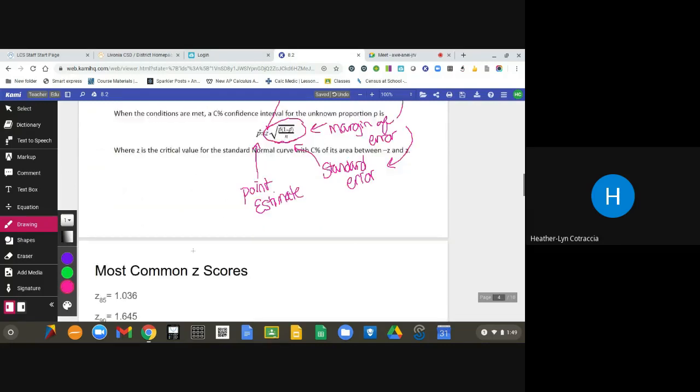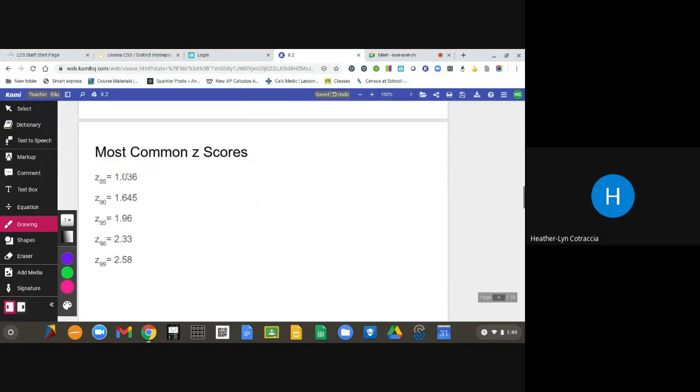Okay, so what are these critical values that you will use? These are the most common ones right here. So 85% not used a ton. Your most common are going to be your 90, your 95, and your 99. I would jot those down somewhere, or you can always just Google them if you forget what they are.